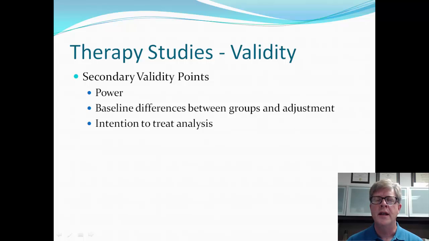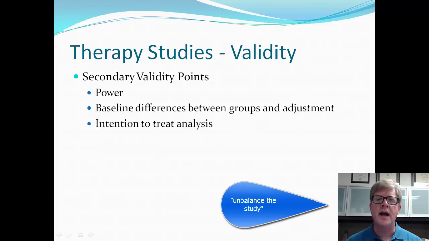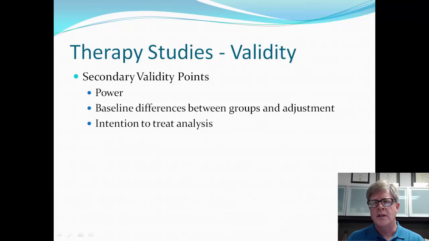What you want to look at: randomization is a random process, so any differences you'd see between groups are there just by chance, but you want to make sure that they're not going to accidentally unbalance the study. Every time you flip a coin 10 times, you don't necessarily get 5 heads and 5 tails. Sometimes, just by chance, you can have differences in the group, and those differences might be important.